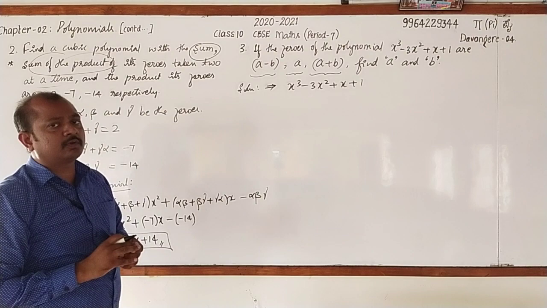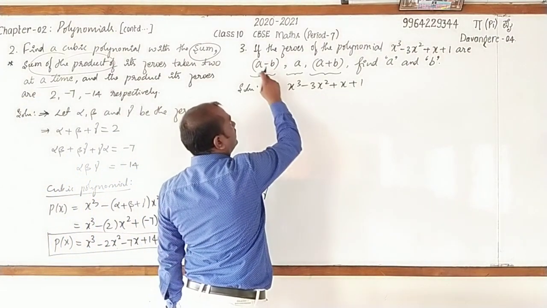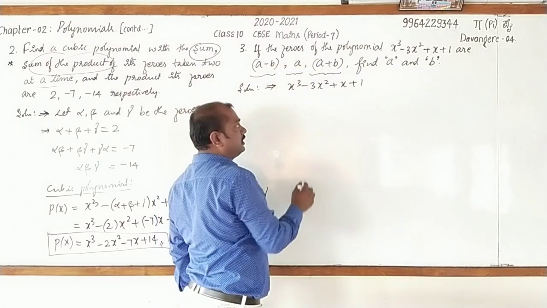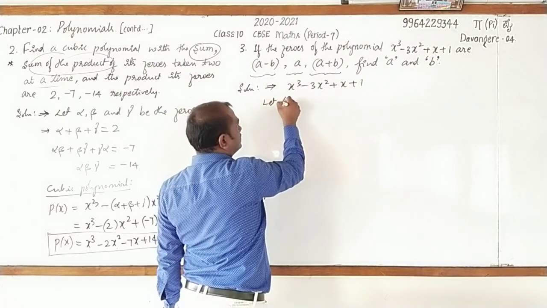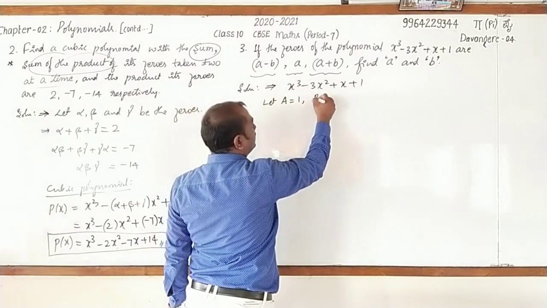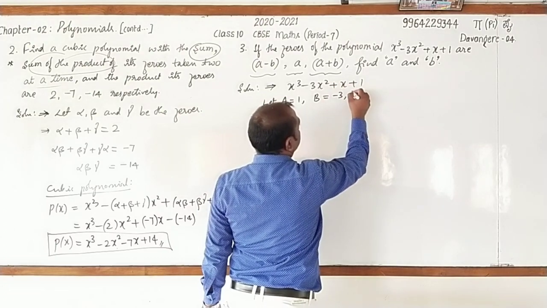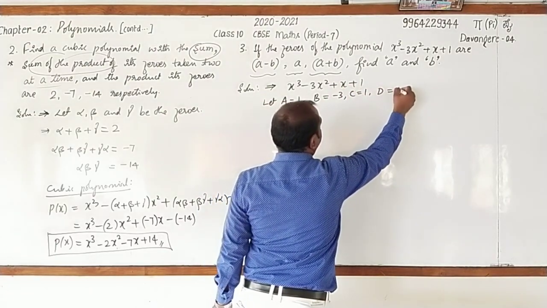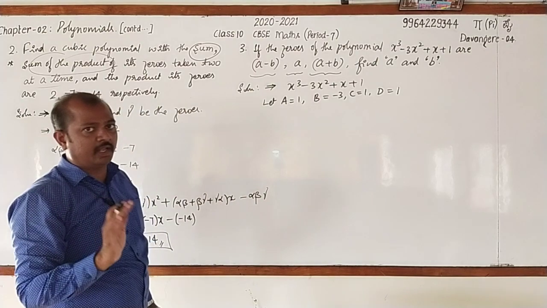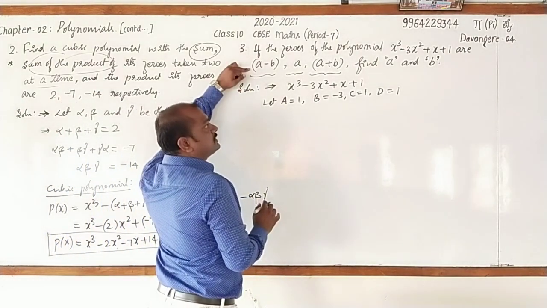Then can we write the coefficients? Certainly. If I go for taking a, b, c and d, here also small a, small b are there. Hence I go for changing. Let capital A be the coefficient of x cube, 1. Capital B, minus 3. Capital C, it is 1. And D is also 1. Clear?